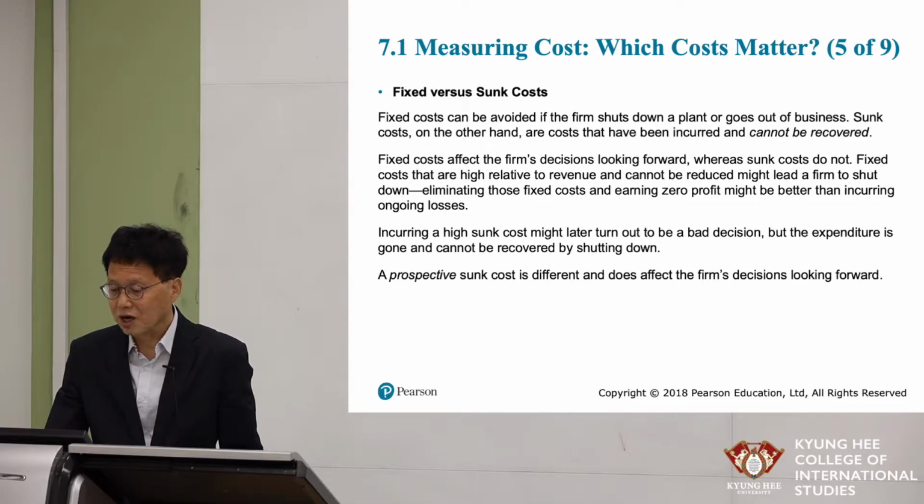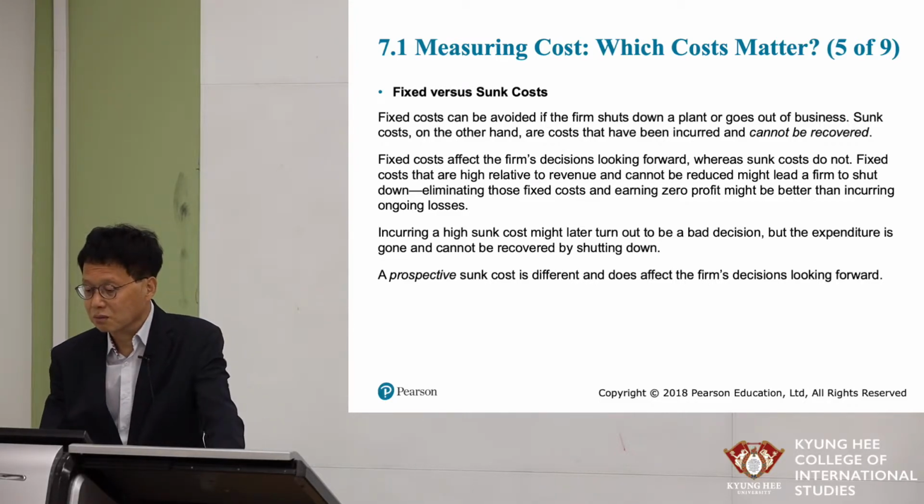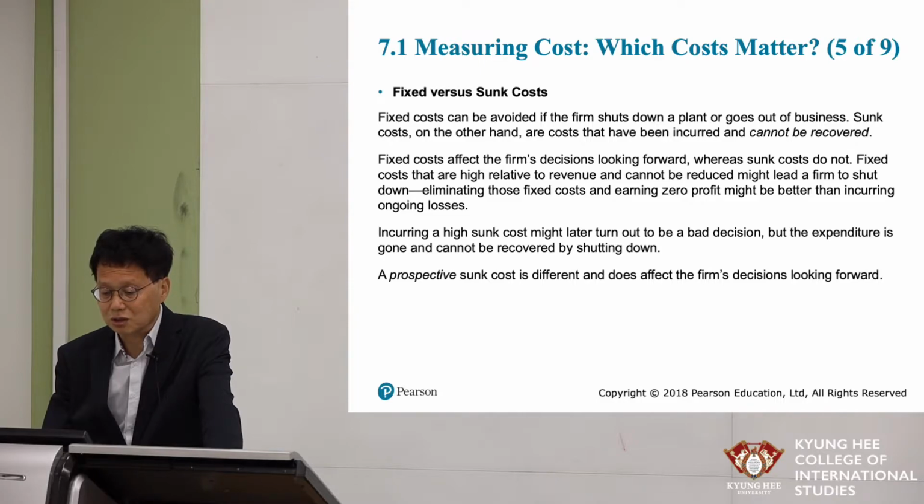So fixed costs that are high relative to revenue and cannot be reduced might lead a firm to shut down. Eliminating those fixed costs and earning zero profit might be better than incurring ongoing losses. Incurring a high sunk cost might later turn out to be a bad decision, but the expenditure is gone and cannot be recovered by shutting down. A prospective sunk cost is different and does affect the firm's decision looking forward. Okay?